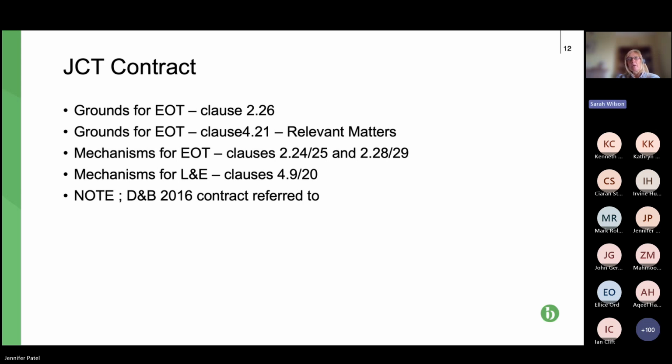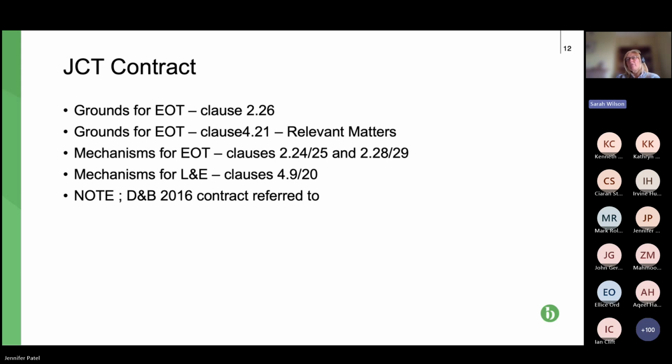Oh, sorry, there's a typo here. So they are in the Design and Build 2016 at clause 2.26. They'll be at slightly different clauses for different JCT contracts. Then also ignore that second line where it says grounds for EOT. It should be relevant matters. So that's at clause 4.21 of the JCT Design and Build.